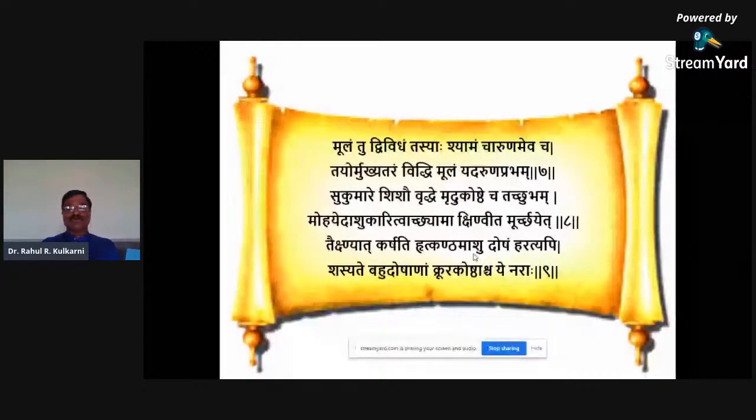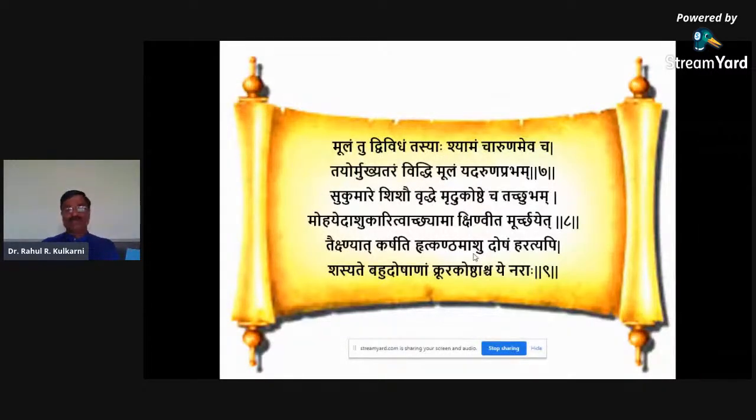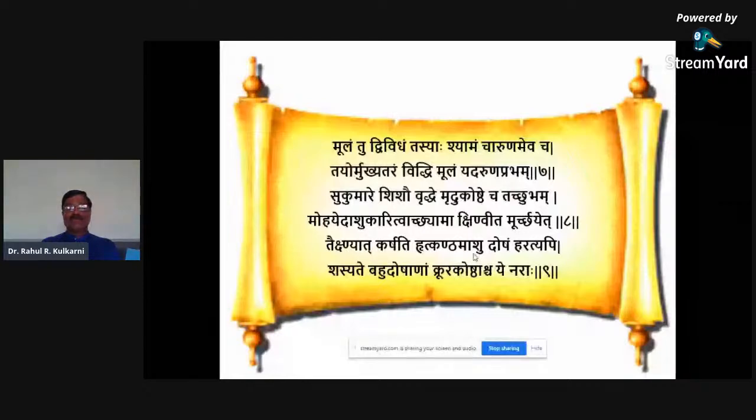Mukhyataram vidhi moolam yad aruna prabham. So Shama and Aruna Varna: one which is in dark complexion and one which is in Aruna Varna. These are the two types of Moola which are available. And among these two, the Aruna Prabha Yukta, that is what we call Trivrut.